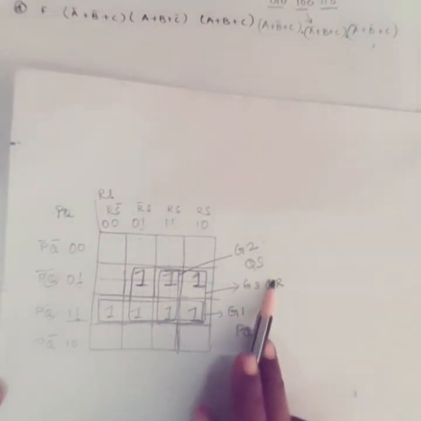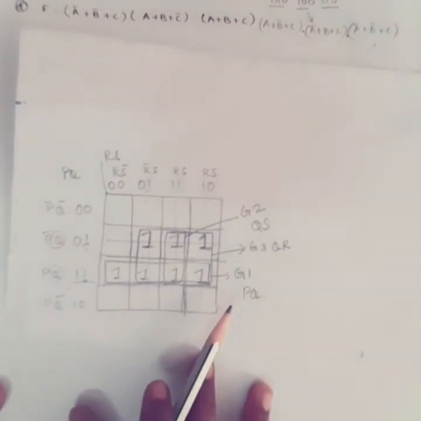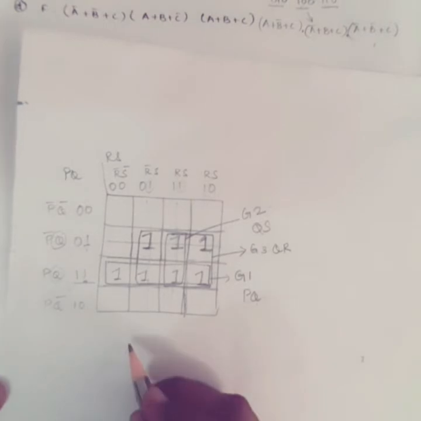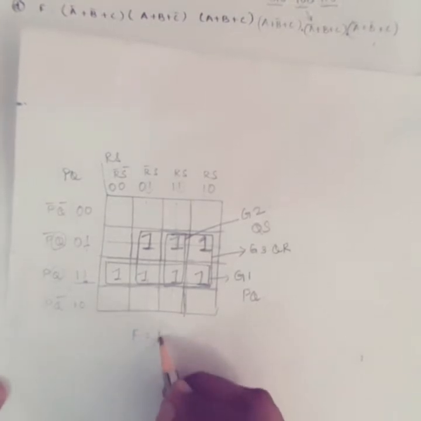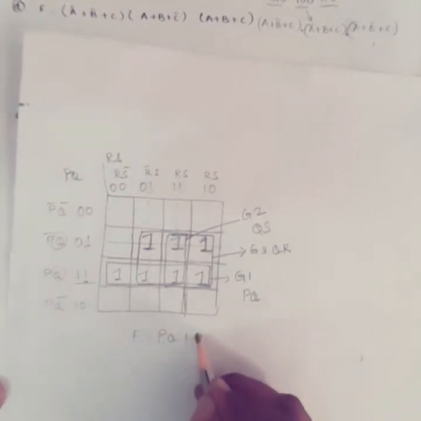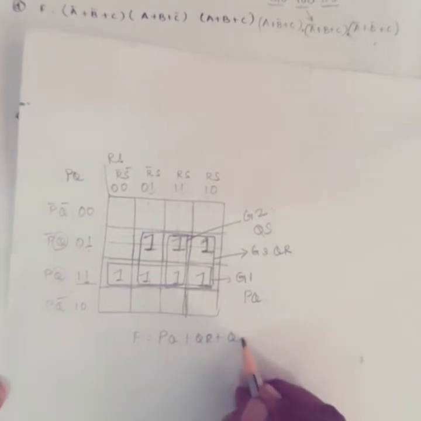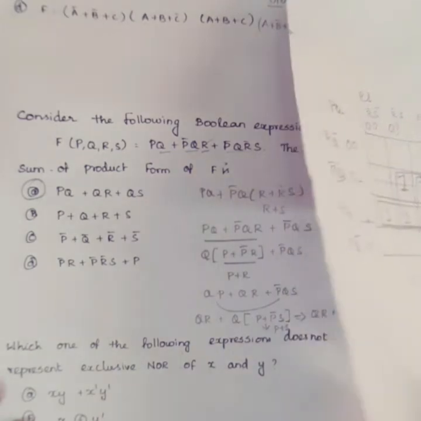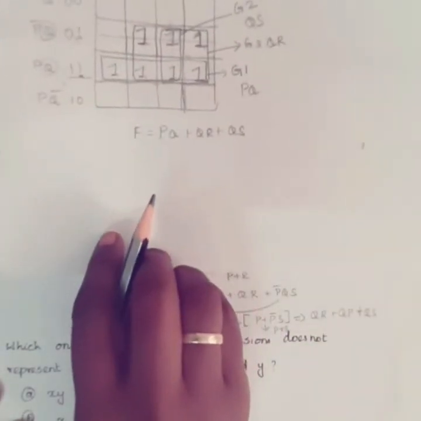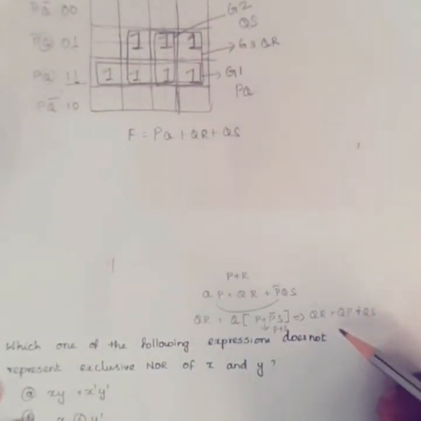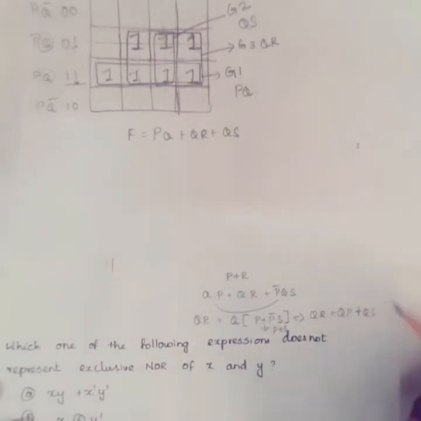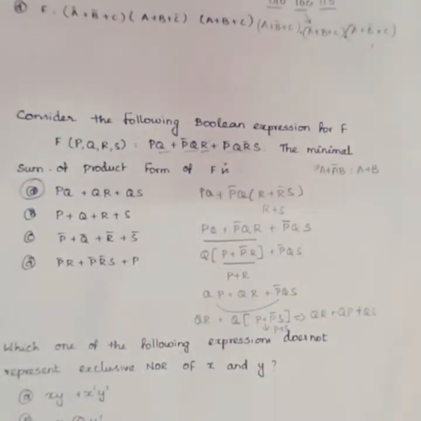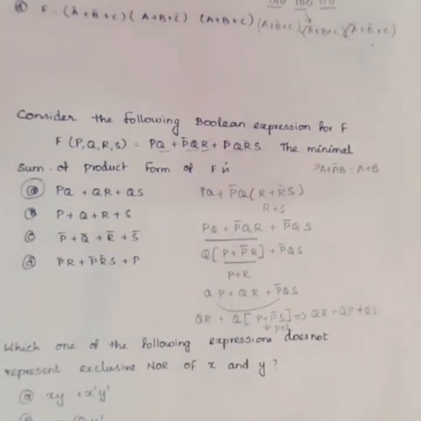Now we have the product terms. Next, we have to write the sum of these product terms. That is F is equal to PQ plus QR plus QS. So this is the answer which we got here. Both the answers are the same, so you can use any method to simplify the Boolean expression.